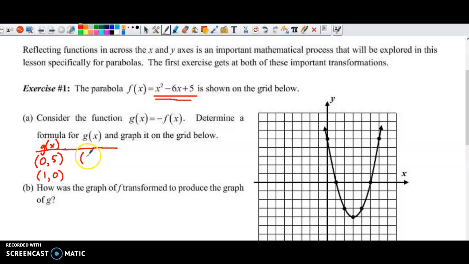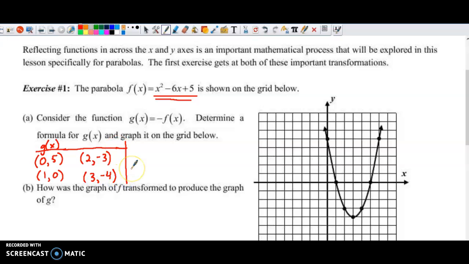Just stick them all right here. Then 2, negative 3. So what I'm saying is if I plug in 2 for both these x's, 2 squared is 4, minus 12 is negative 8, plus 5 is negative 3. And maybe I'll just give you one more, 3, negative 4.